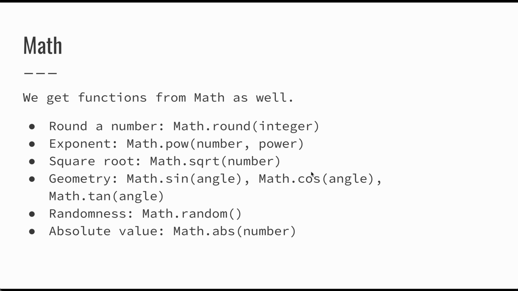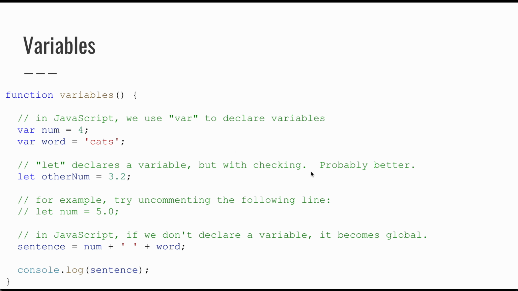You also have some capabilities within the Math object. So you can use Math.round, Math.pow, Math.sqrt, sine, cosine, tangent. You can create random values, and you can create absolute values all from Math, very similar to what you might do in Java. So if you're familiar with the Math object in Java, you'd find that it works very similarly to JavaScript.